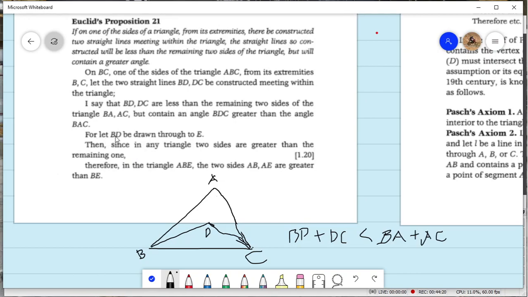For let BD be drawn through E. So this can be extended to here and call this point here E. Then since in any triangle two sides are greater than the remaining one, that is actually proposition 20, then in the triangle ABE, two sides AB plus AE is greater than BE.